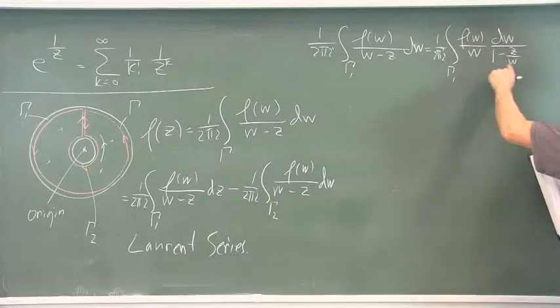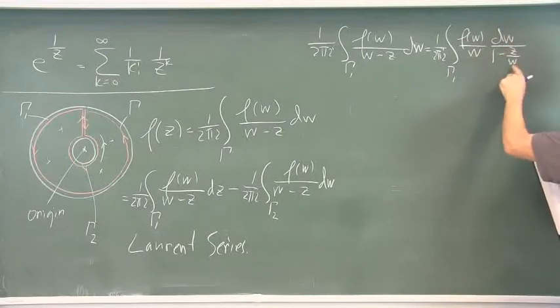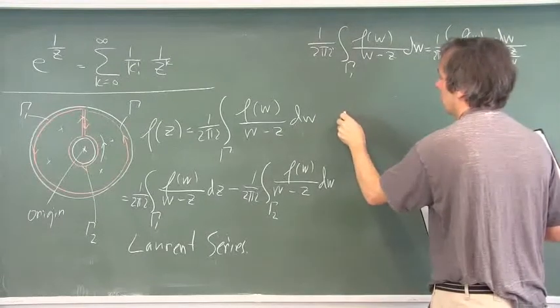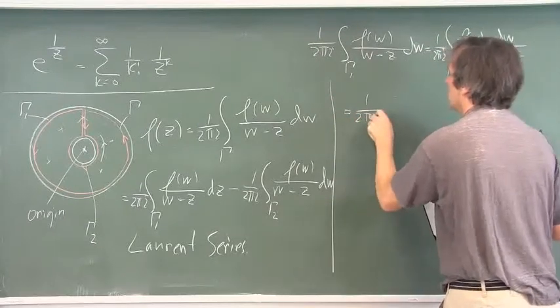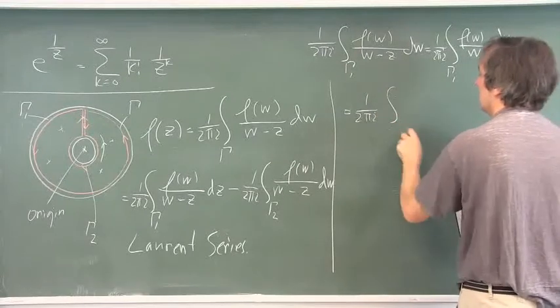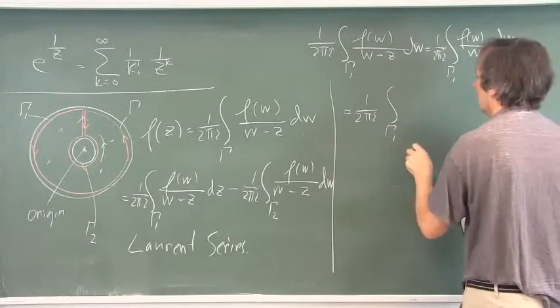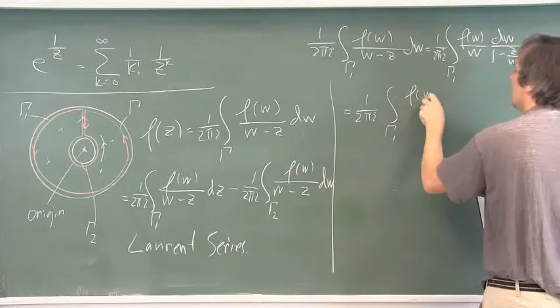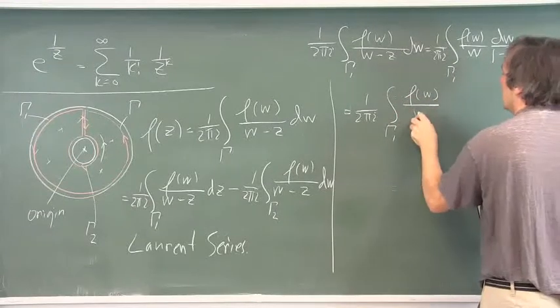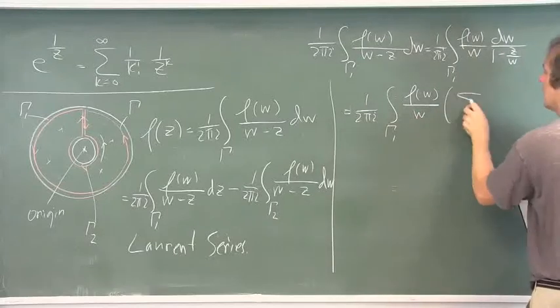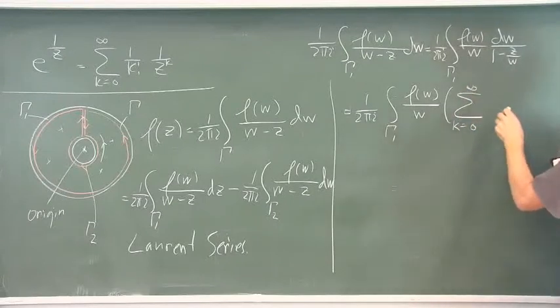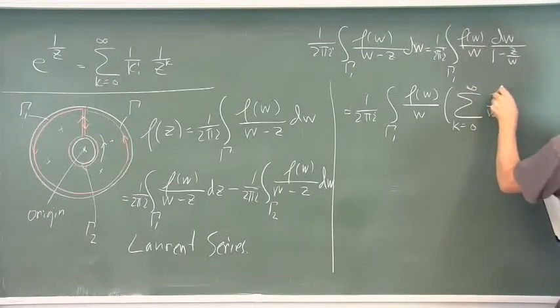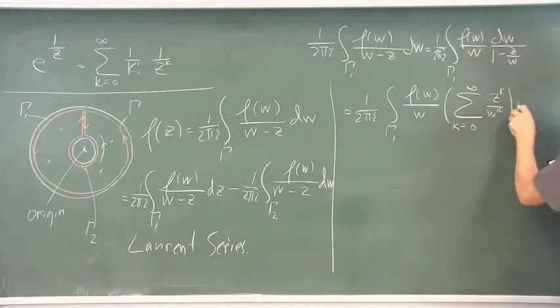And here we can now expand this function, 1 over 1 minus z divided by w, in a power series as usual. So then we'll get 1 over 2 pi i times the integral over gamma 1 of f of w divided by w, and then we get the sum, k goes from 0 to infinity, of z divided by w to the power k.